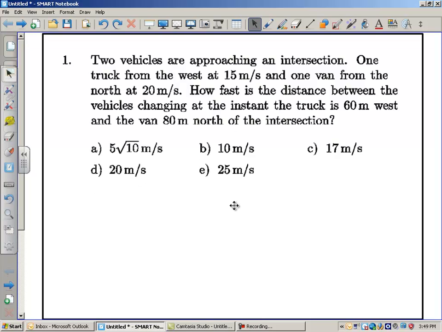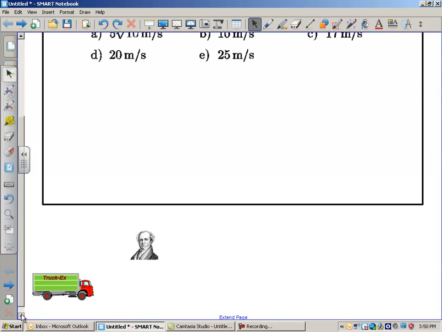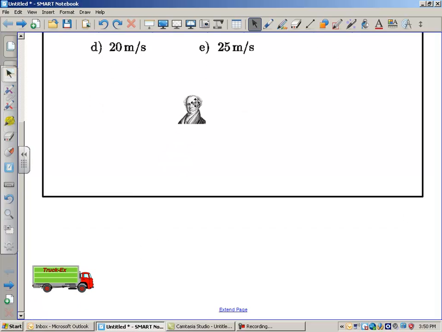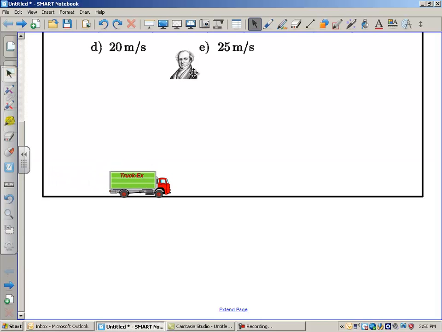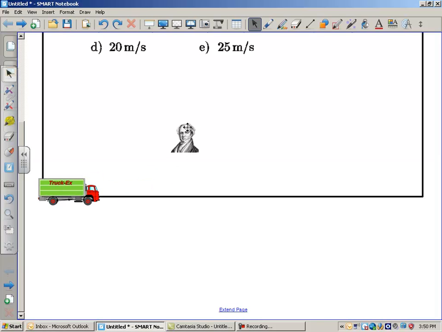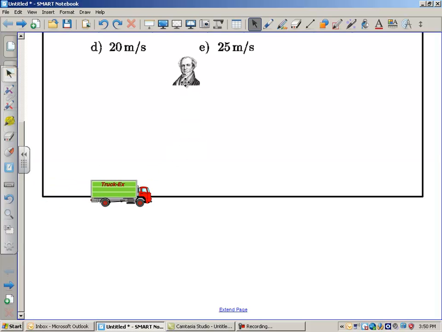So we're still going to go through our checklist. We're going to draw a picture in motion. So here's going to be our picture in motion. Okay, so this is a truck coming from the west. So here's our truck coming from the west. And here's our van coming from the north. So there's our picture in motion. This is coming from the west, this is coming from the north.